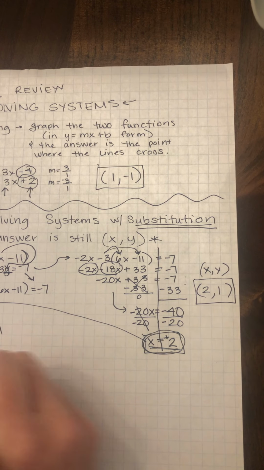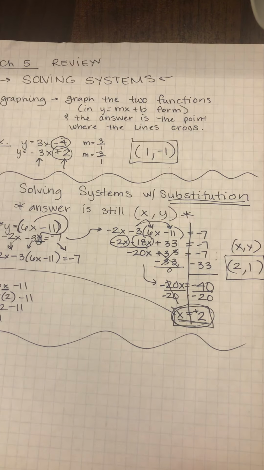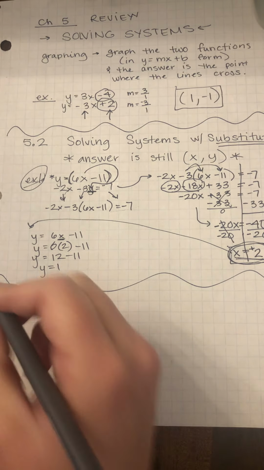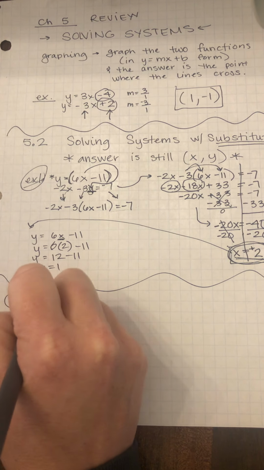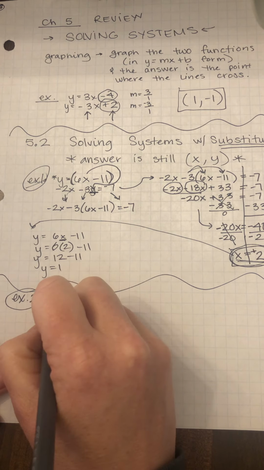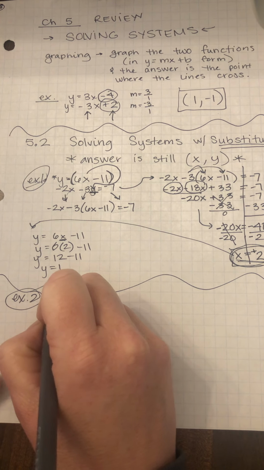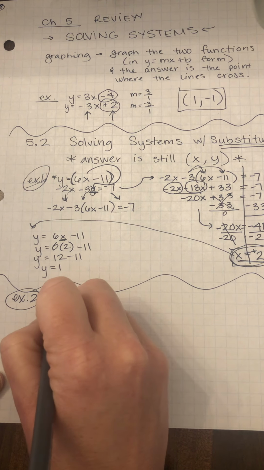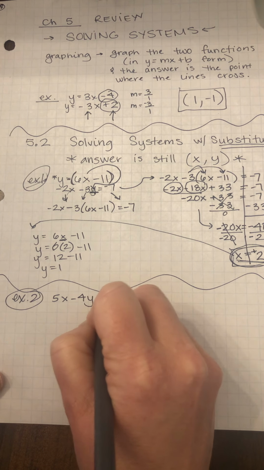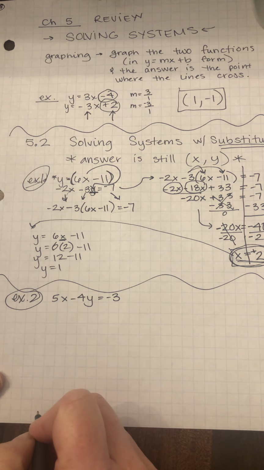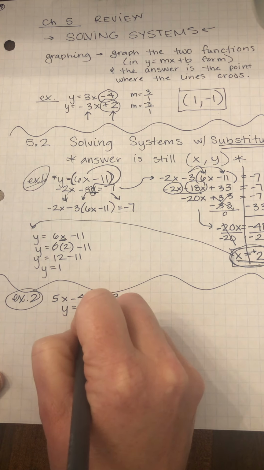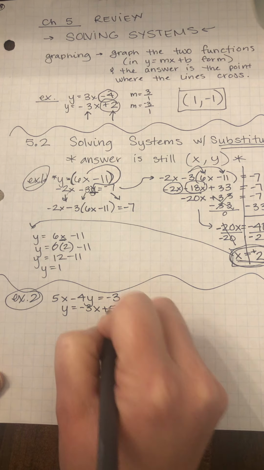Let's do another one. It's a lot of math, but it's not hard math. Example 2. This time we have 5x minus 4y equals negative 3. And our second one is y equals negative 3x plus 5.